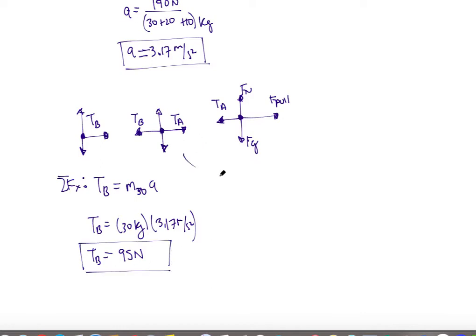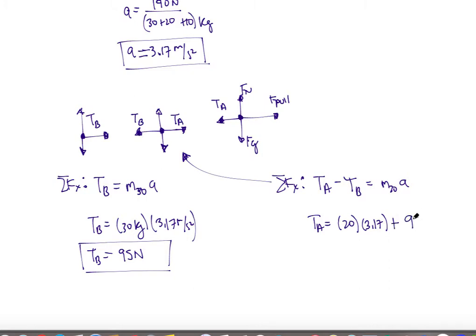Then, from this second one, I can also sum forces in the x direction, and I'll see that I have tension A minus tension B is going to be equal to the 20 kilograms mass times acceleration. So here, tension A is just going to be 20 kilograms times the 3.17 meters per second squared plus the 95 newtons that I just found. So this tension here is going to be 158.3 newtons.